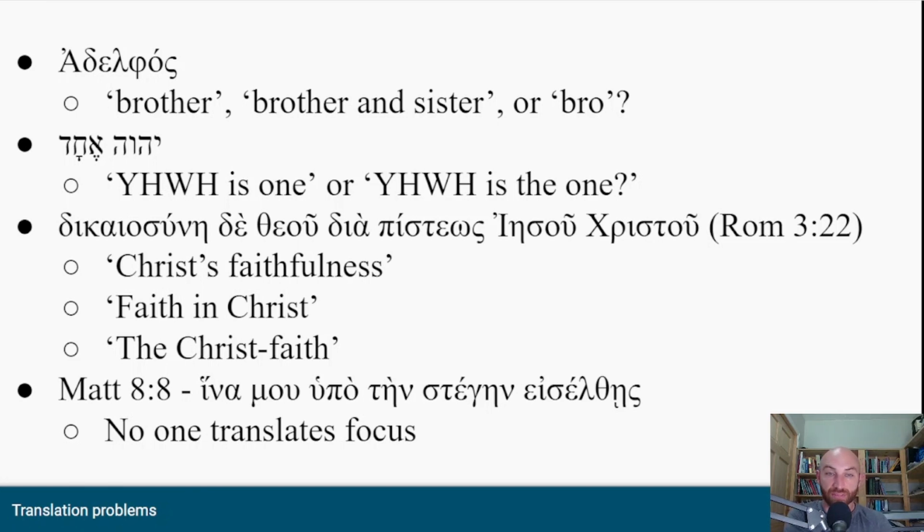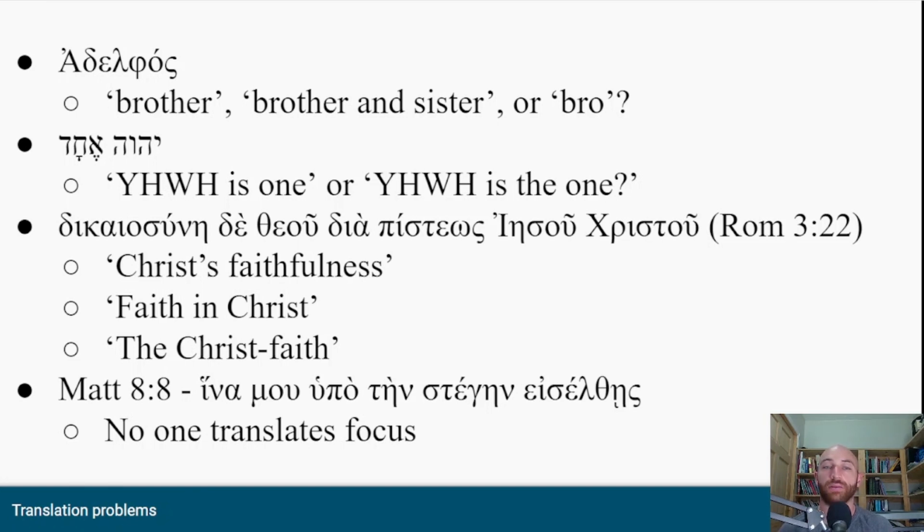So if, in theory, echad is equivalent to "the one" in this context, then that is the most faithful translation, even though you are, quote unquote, adding the word "the." Everyone is adding words all the time. The question is, when do you need to do that? And that is dependent upon exegesis or interpretation, figuring out what the original text means. So again, that brings us to a fun one that I mentioned with Dr. Mu, Dikasiune de Theu diapisteos Iesu Christou.